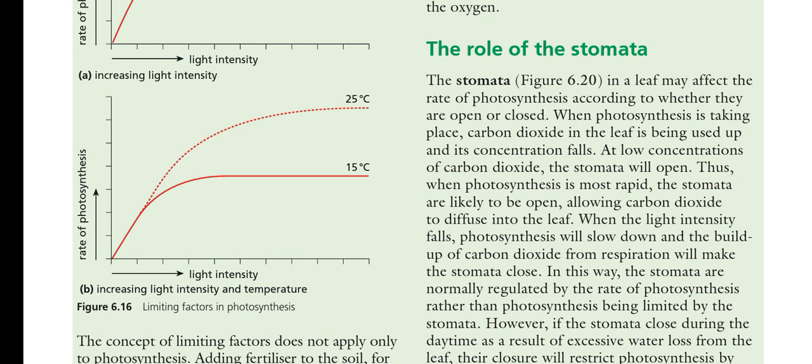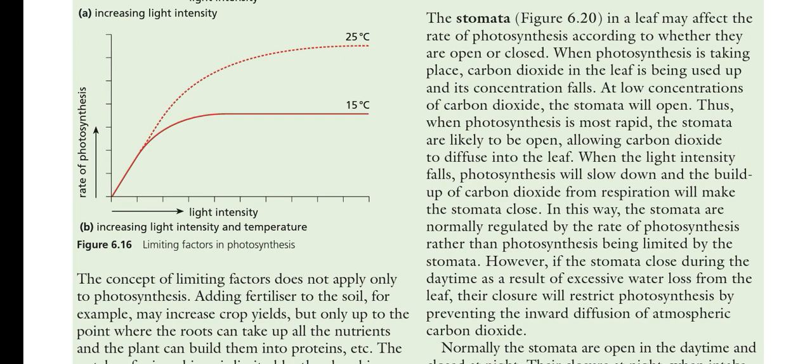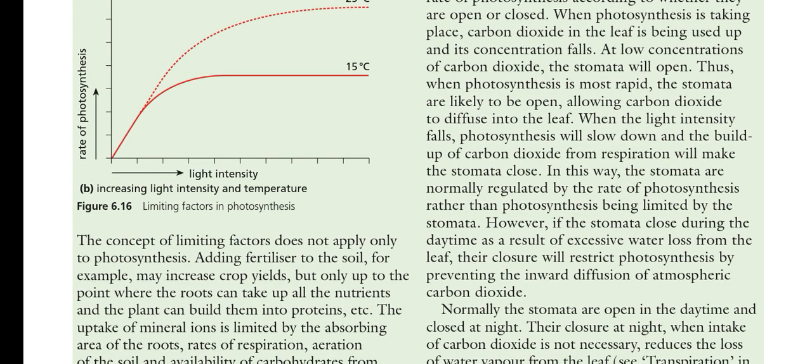This is very important: when photosynthesis is taking place, carbon dioxide in the leaf is being used up, of course, because it is a reactant in photosynthesis, and so its concentration falls. At low concentrations of carbon dioxide, stomata will open to gain more carbon dioxide from the environment. Thus, when photosynthesis is most rapid, the stomata are likely to be open, allowing carbon dioxide to diffuse into the leaf because it is being used in photosynthesis, and it will be replenished from the environment.